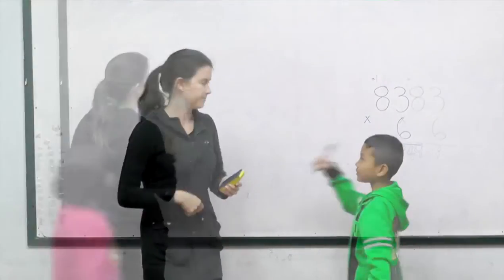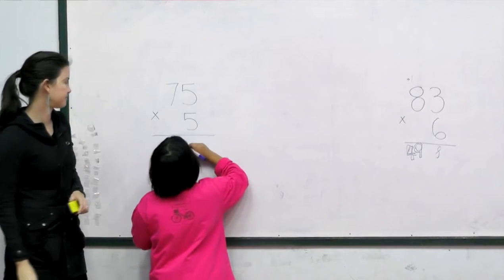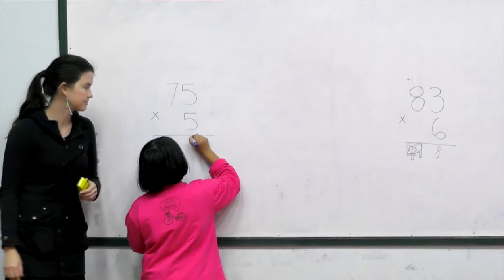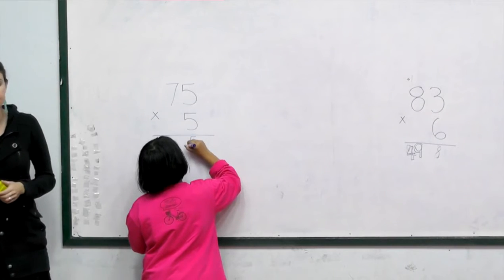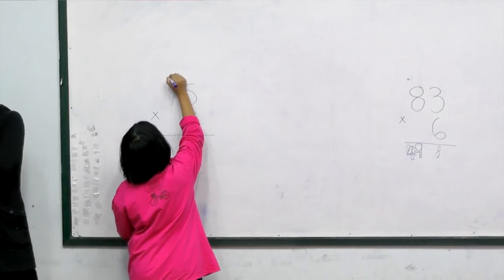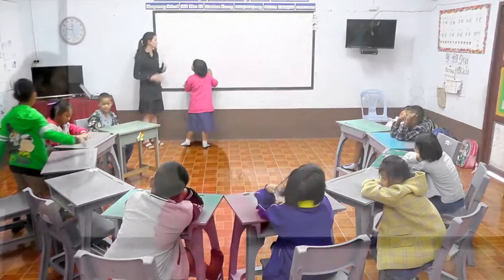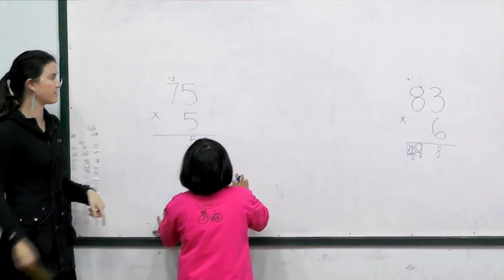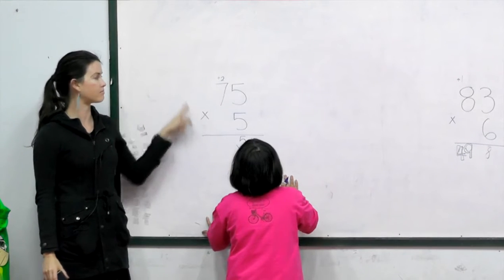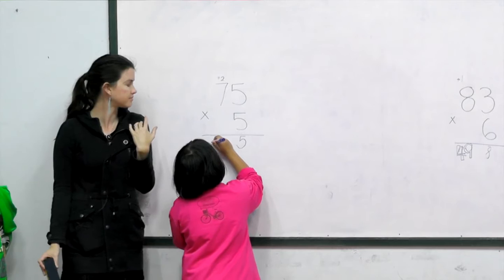Okay, Lockout, come on up. Okay, 75 times 5. Where do we start? In our ones. Did you get your sticker? You can get a sticker if you want. Very nice. 5 times 5 is 25. We know we can't just write 25 because we have more to multiply. So what do we do next?